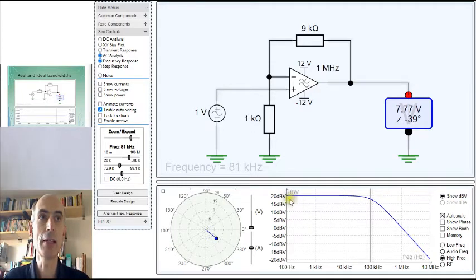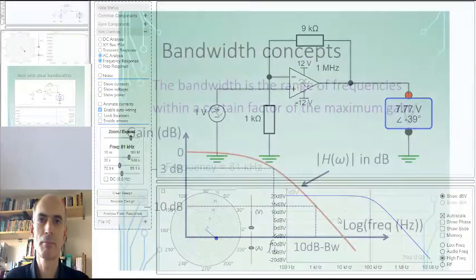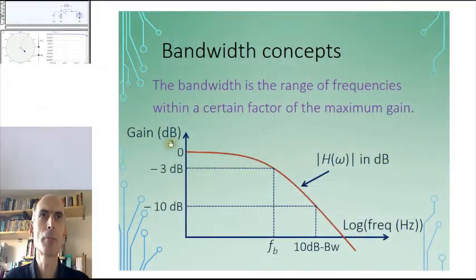Since we have a gain now, which starts at a high level and decreases with frequency, we can start to define the bandwidth of this amplifier. And as a reminder, the bandwidth is the range of frequencies within a certain factor of the maximum gain. And there are many different bandwidths that can be quoted for these circuits.